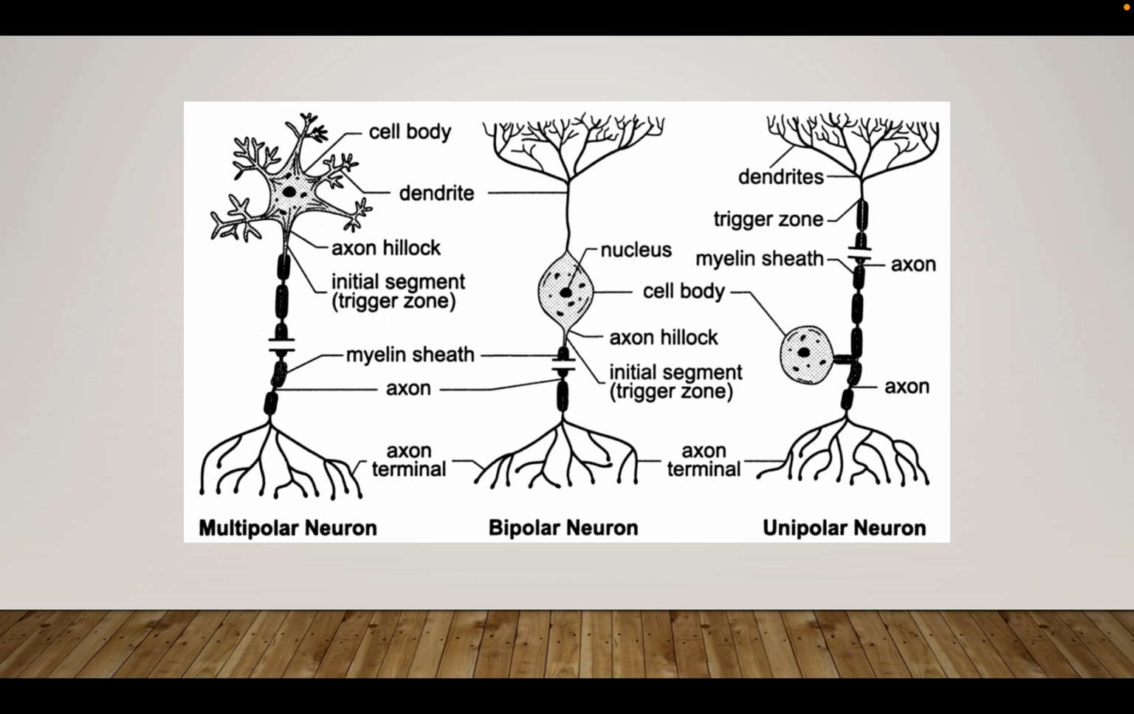So unipolar neurons, these are typically sensory neurons, and the cell bodies of sensory neurons are located in something called the dorsal root ganglion. A ganglion is just a collection of cell bodies outside the central nervous system, and we'll take a closer look at that as we progress.